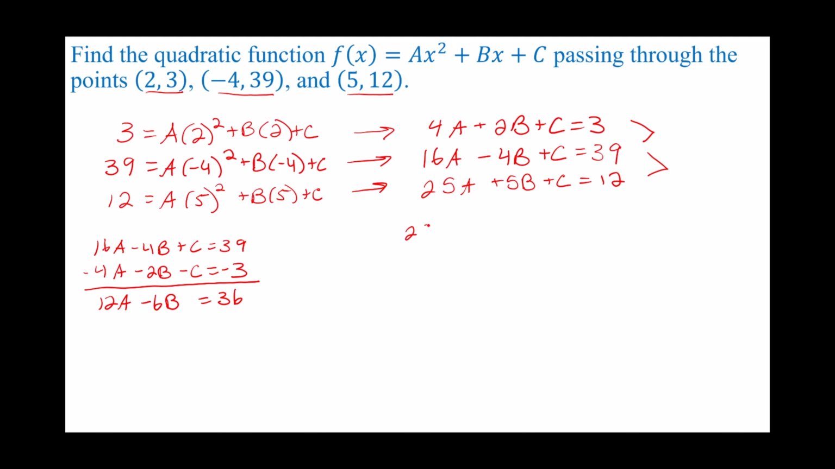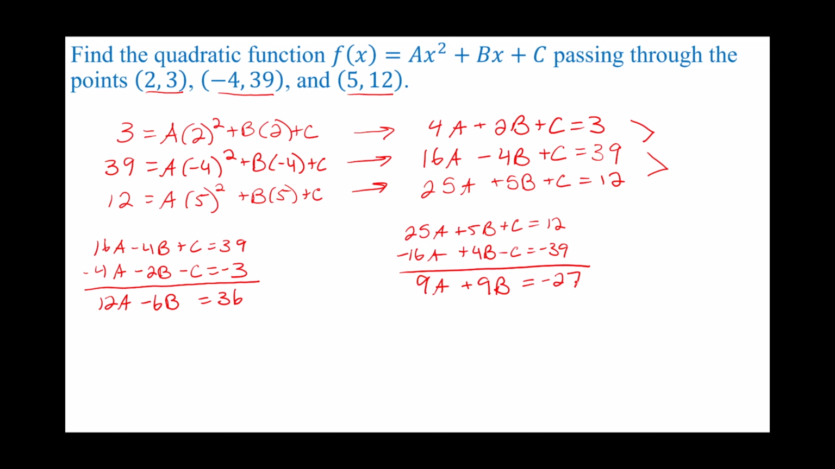Now I'm going to do the same thing with the second 2 equations that I paired. So the third equation I'll write like it is. And the second equation I'll multiply by negative 1. If I add these 2 equations, I can eliminate c again. So 25a minus 16a is 9a. So I have 9a plus 9b equals 12 plus negative 39, which is negative 27.